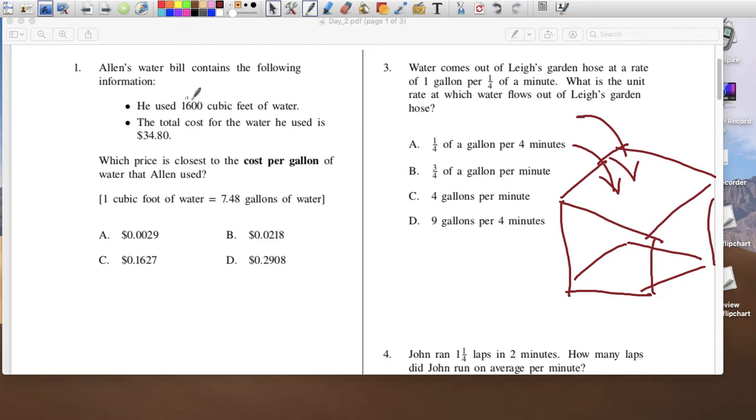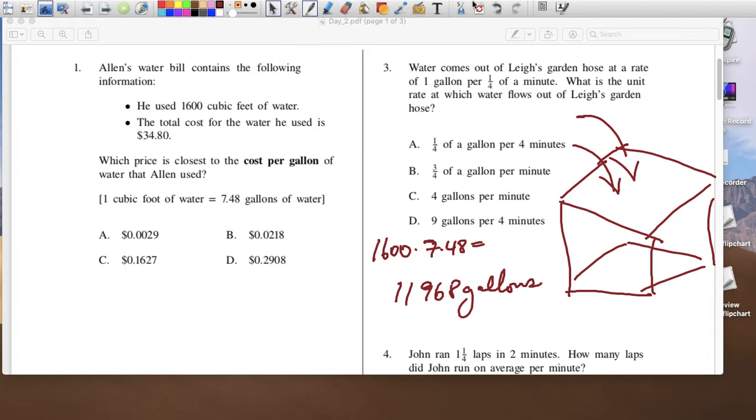So we have 1,600 cubic feet. Let's multiply that by 7.48, and we'll find out how much water he used. So it's a lot of water. 1,600 times 7.48. He used 11,968 gallons of water. Jeez. Gallons of water, right? And therefore, how much did he pay here?